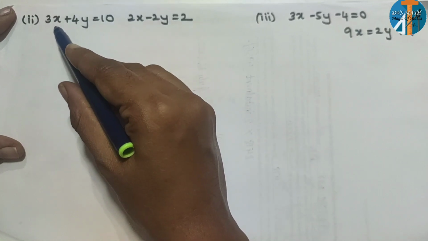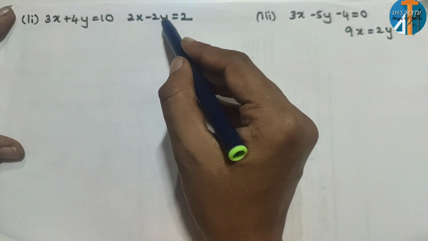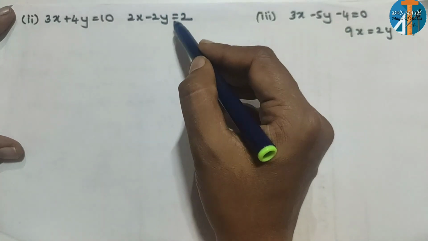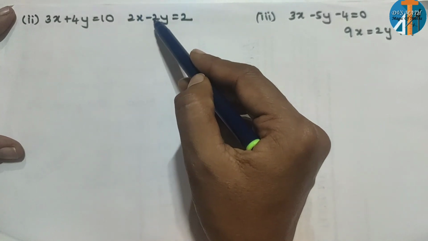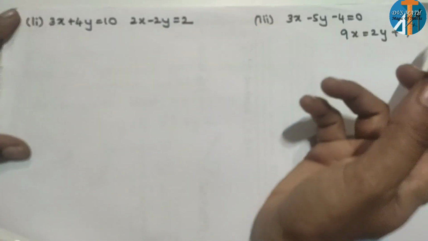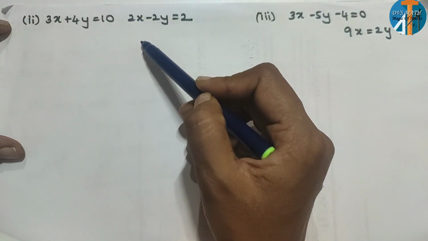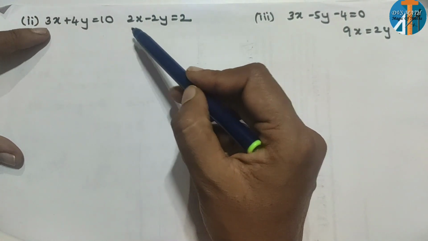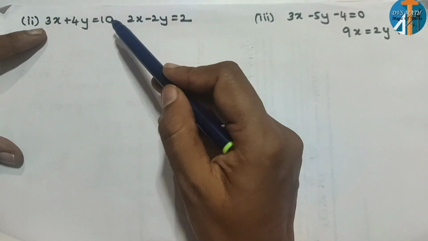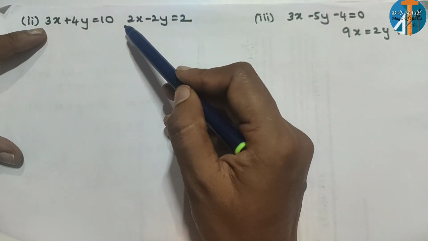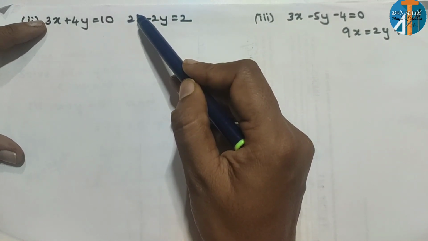Sub question 2: 3x plus 4y is equal to 10, 2x minus 2y is equal to 2. Observe carefully. 3x plus 4y is equal to 10, 2x minus 2y is equal to 2. Now if you want to make the x coefficient the same, here you have 3, here you have 2. And by multiplying any one equation, you cannot make it similar, because if you multiply this by any number, it doesn't become 2, or if you multiply the other, it doesn't become 3.